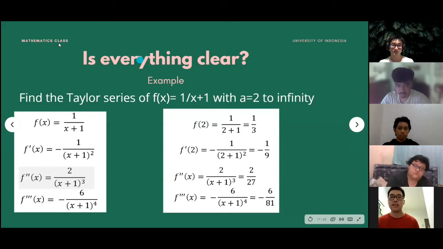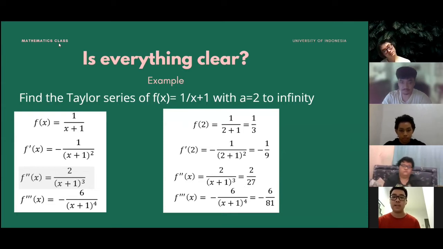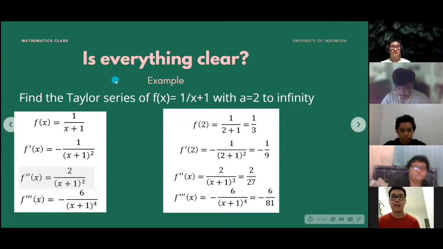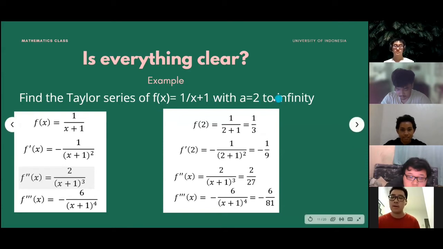First, the example is to find the Taylor series of f(x), which is 1 over (x plus 1), with a equal to 2, to infinity. First thing, we need to find the first, second, and third differentiation, and as many as possible. But it's normal if we find the first, second, and third only. Then we put x to a, so we get f(2), the first differentiation at 2, and so on, and we get the result for the differentiation.